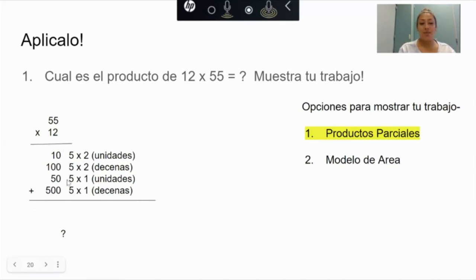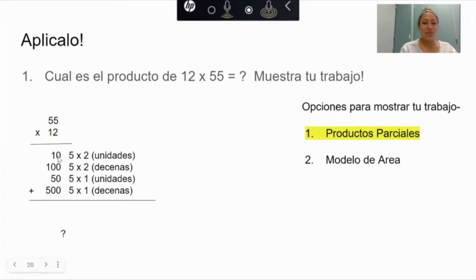Toma un momento para sumar los productos y encontrar el producto final de la pregunta, ¿qué es 12 multiplicado por 55? 1, 2, ¿pueden decirlo? 3. Buen trabajo. ¿Encontraron la respuesta? 650. Perdón, 660. Buen trabajo. Sí, buen trabajo.